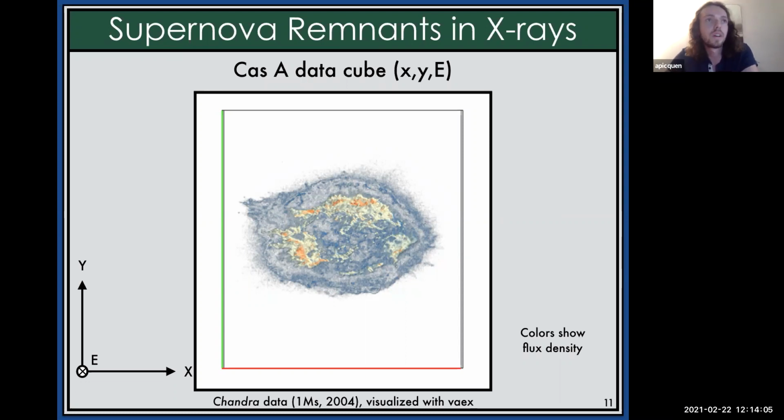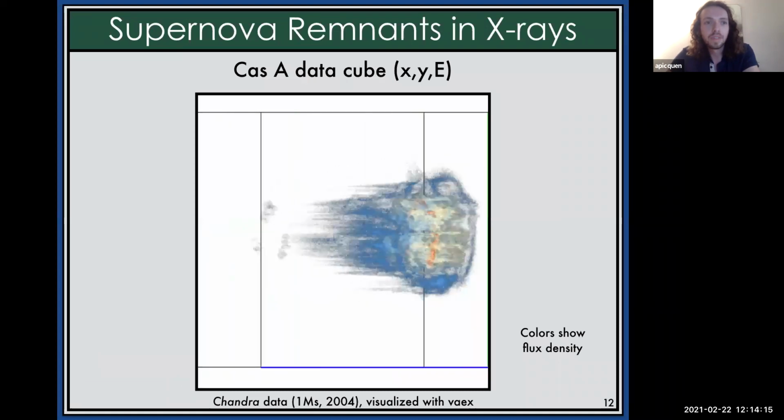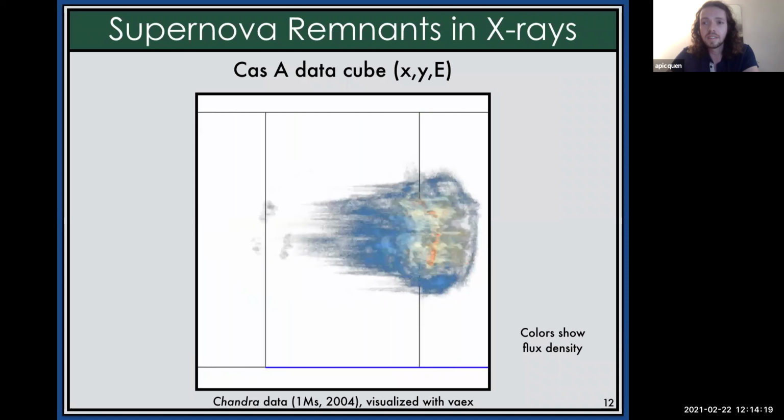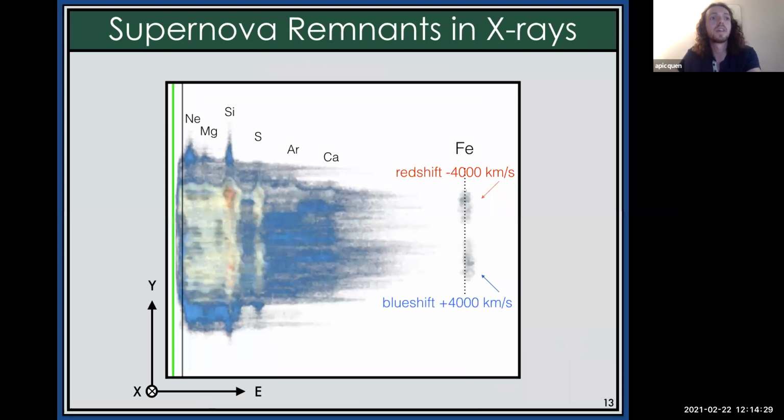So here is, for example, the Cassiopeia A supernova remnant data cube as seen by Chandra. So we can see that by rotating it, we have the 3 dimensions. And we rarely see this kind of data like that. We usually either collapse it to have an image or a spectrum.